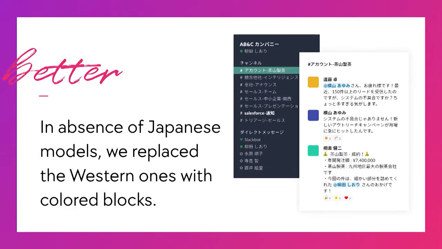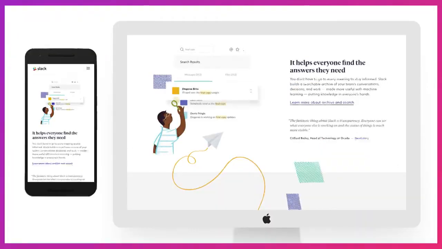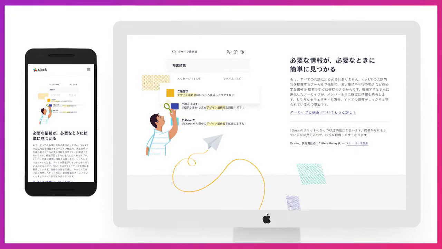So a better experience for doing that was, in lieu of having actual images of Japanese users, we removed all the Western faces and put color blocks in as a stopgap. We also went through and changed all of our illustrations that featured more darker-skinned characters and changed them to be more representative to what a Japanese user would expect to see.